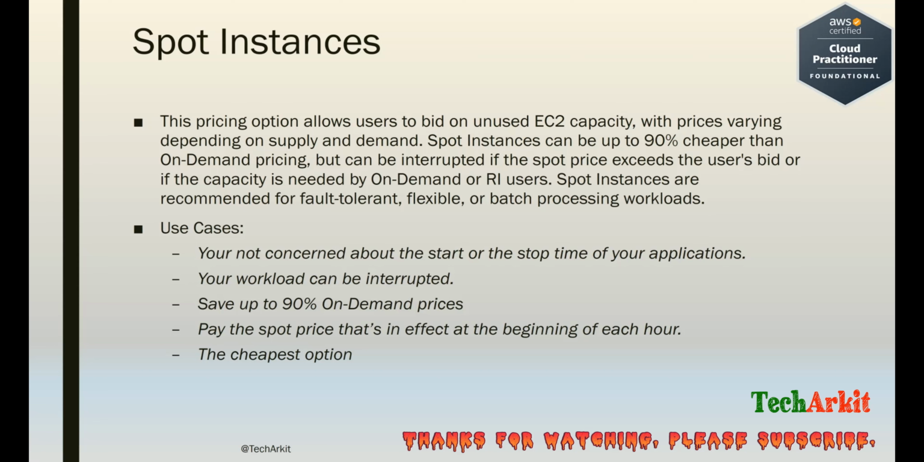So you cannot rely on these spot instances, but they are useful when you need capacity for interrupted workloads or just batch processing workloads, something like that. So you can use spot instances if the capacity is needed by on-demand or RI users, right. Spot instances are recommended for fault tolerant, flexible, or batch processing workloads. So where can you use this model, basically, what are the recommendations?